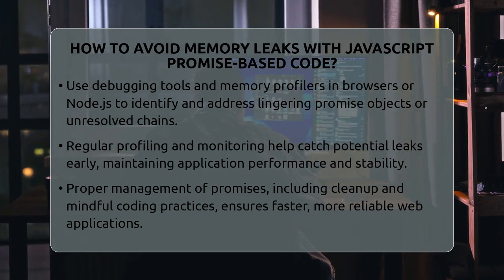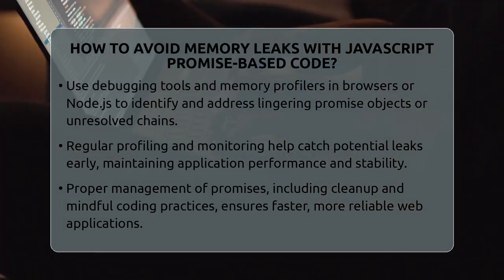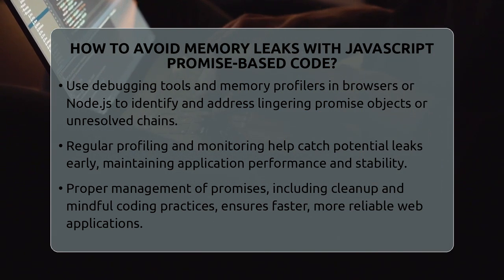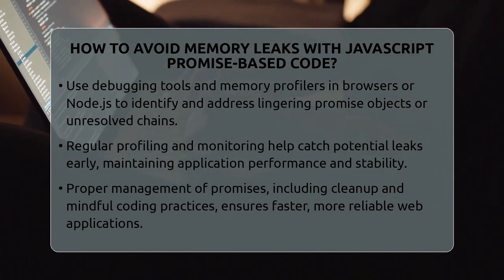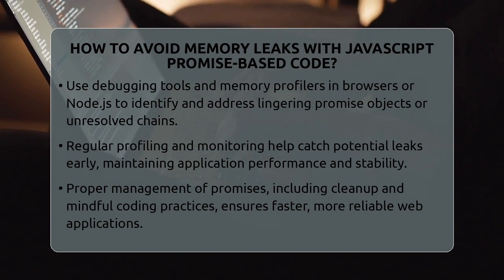Finally, use debugging tools and memory profilers available in browsers or Node.js. These tools help you spot lingering promise objects or unresolved chains. Regularly profiling your app helps catch leaks early before they cause bigger issues.